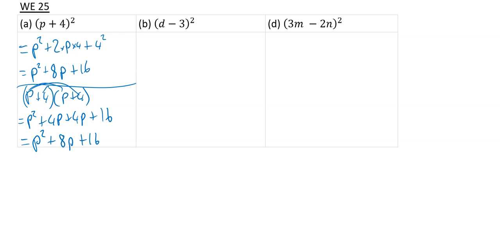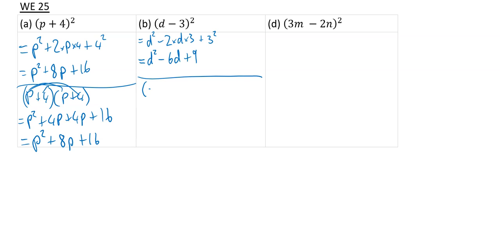Same thing for here, but it's a minus instead. So the shortcut with the rule would be, and I'll do the rule first and then I'll do the expansion second. They're both expanding, but anyway. So the shortcut to this would be d squared minus 2 times d times 3 plus 3 squared. And that would just be d squared minus 6d plus 9.